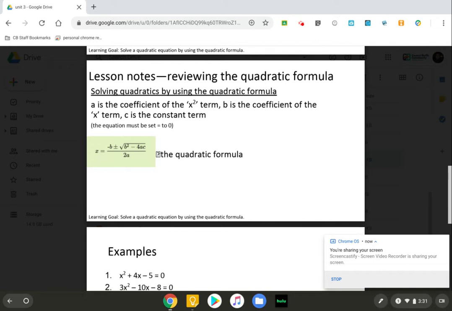Remember, not only do you want to have the formula written down, but you also want to have what each variable represents. So A is the x squared term coefficient, B is the x term coefficient, and C stands for constant. So that's the first important thing you want to know.